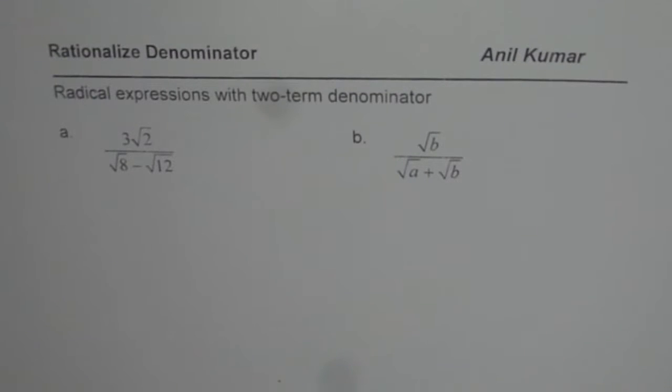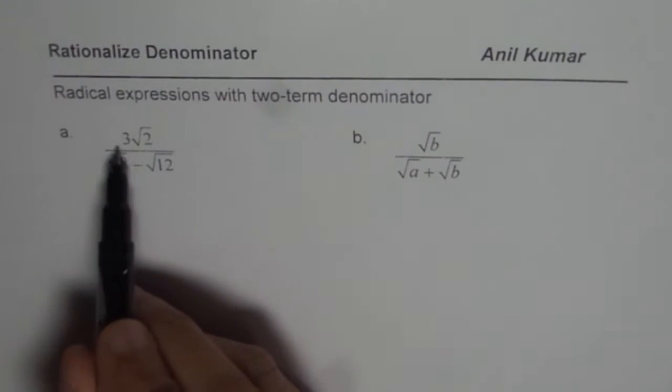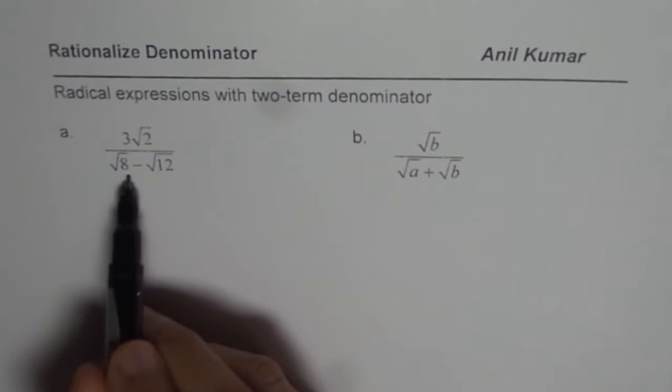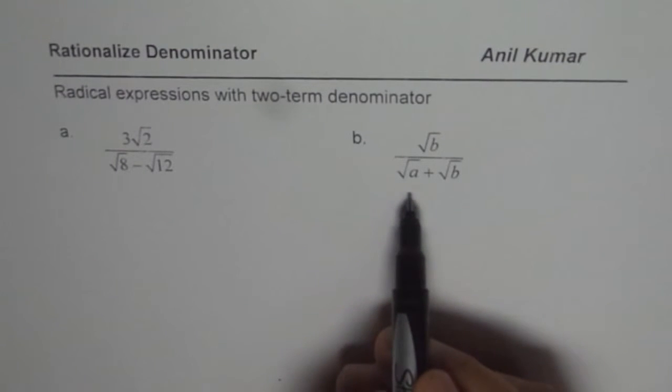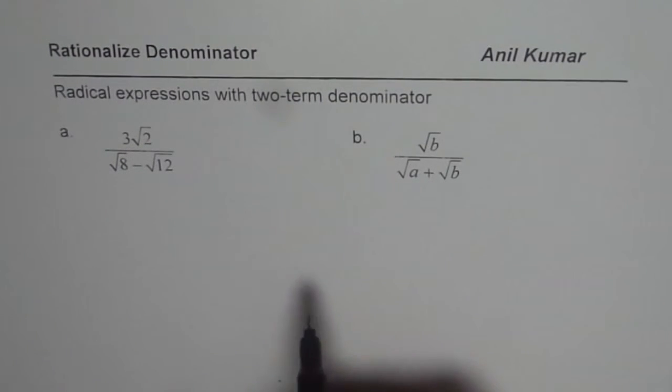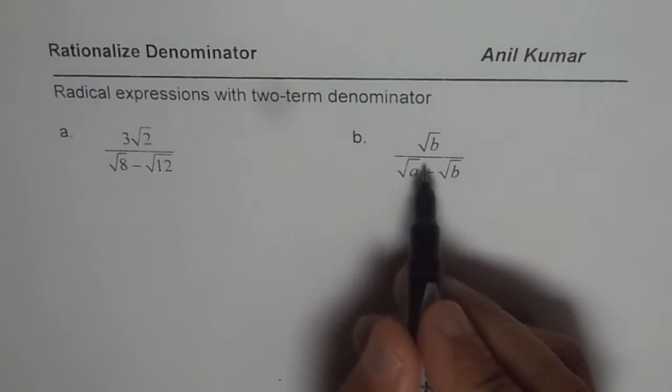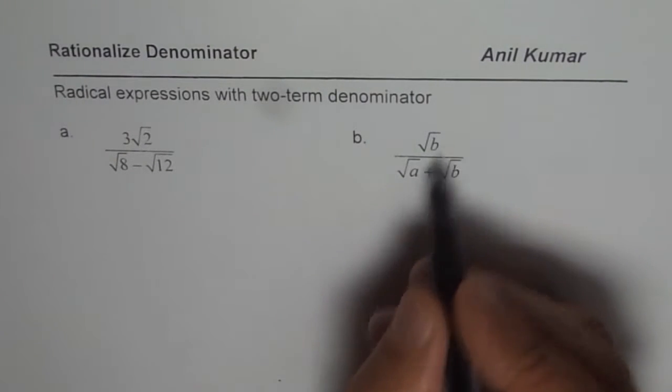I'm Anil Kumar, and this time we have taken up rationalization of denominator, and in both these examples we have two terms in the denominator. The first example is 3 square root 2 divided by square root 8 minus square root 12. The second one is square root b divided by square root a plus square root b. Let me do the second part first. It's kind of a general equation, right? So let's do that first.